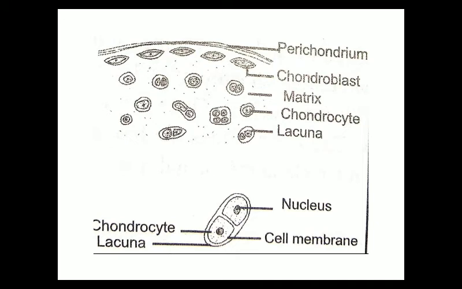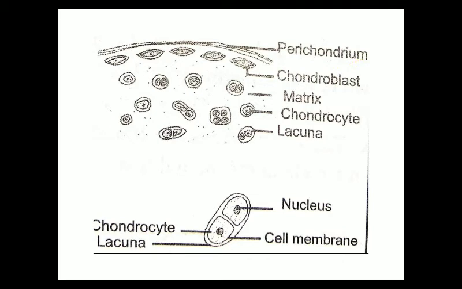So cartilage remains surrounded by a sheath of white fibrous connective tissue, which is known as perichondrium. Just next to the perichondrium there will be a layer of cells called chondroblasts. These are the layer of cells below the perichondrium, and eventually these chondroblasts will give rise to the cells of cartilage called chondrocytes.